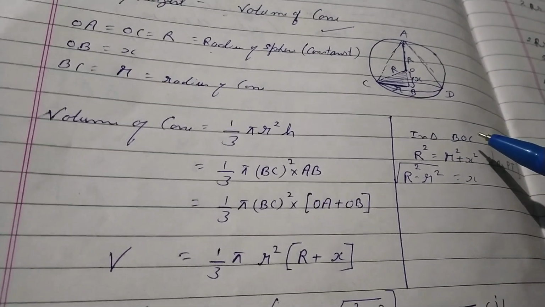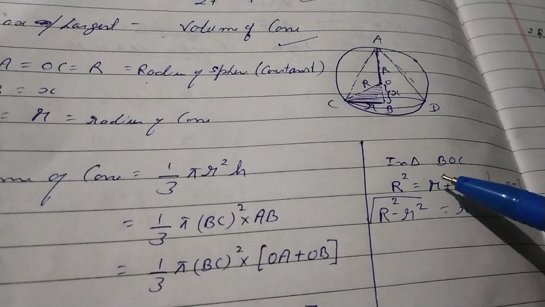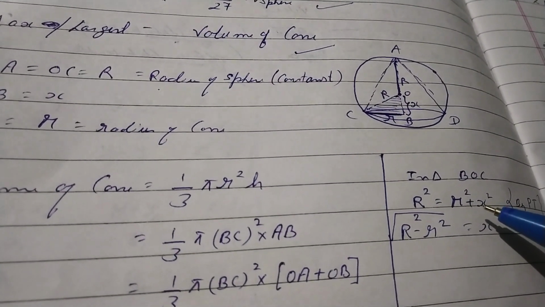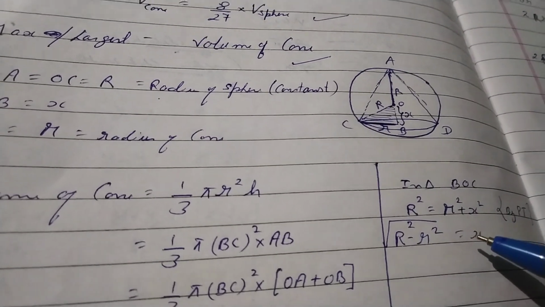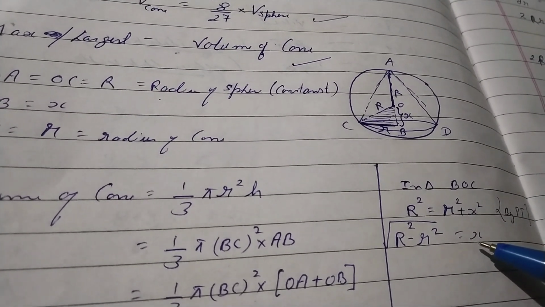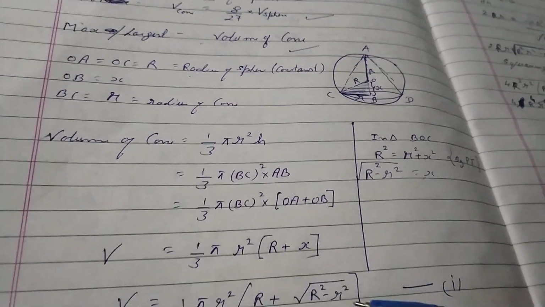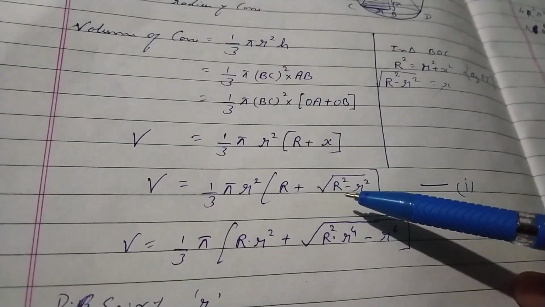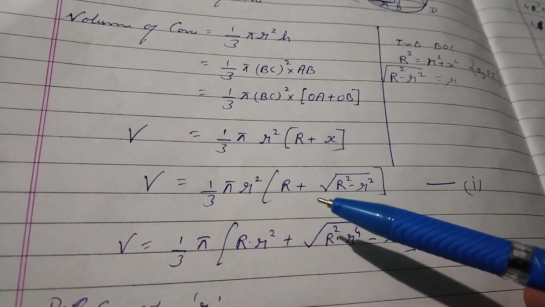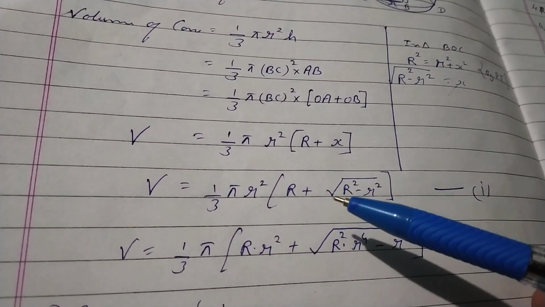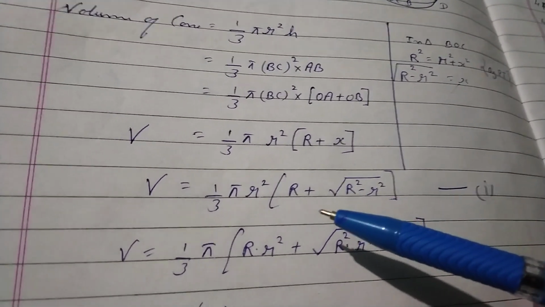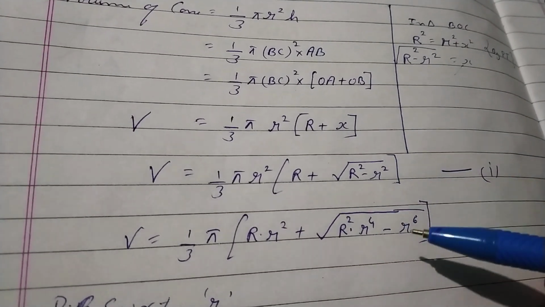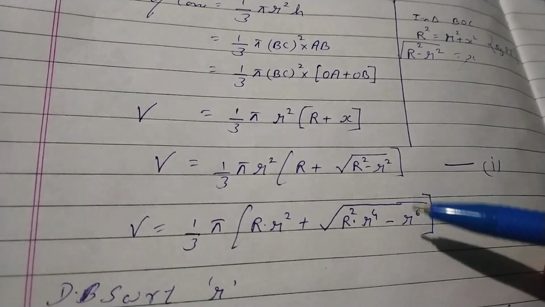Now in triangle BOC, capital R square is equal to small r square plus x square as per Pythagoras theorem. Then from here we can get the value of x. Putting the value of x, now we can see the volume function is reduced in the form of capital R, small r and pi, where pi is constant, capital R is constant, and only one variable is there, that is small r.